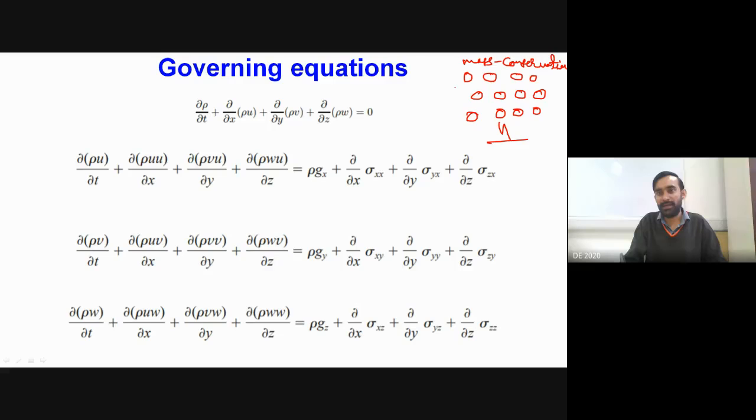Apart from that, if we have to study the dynamics of the particles, we only need to apply Newton's second law. We need to do F is equal to mass into acceleration. So we need to find what forces are acting on this particle, its mass times acceleration, and we will easily be able to study the characteristics or behavior of the particle in a flow field.